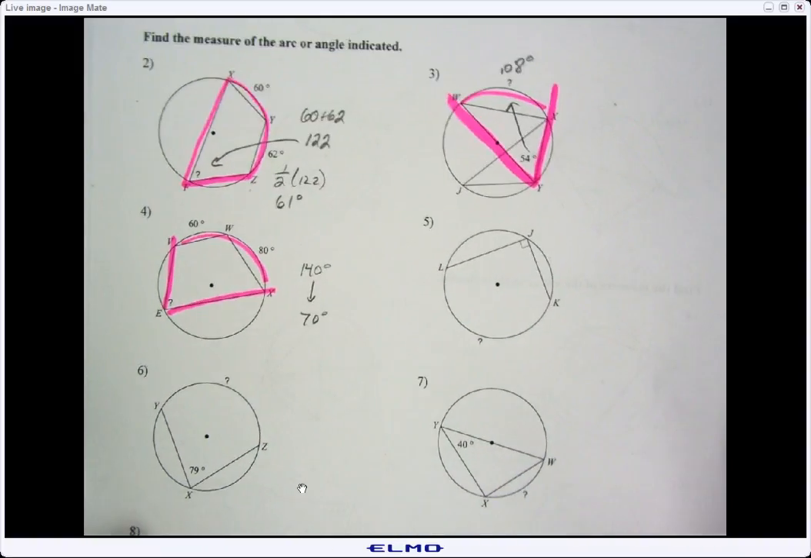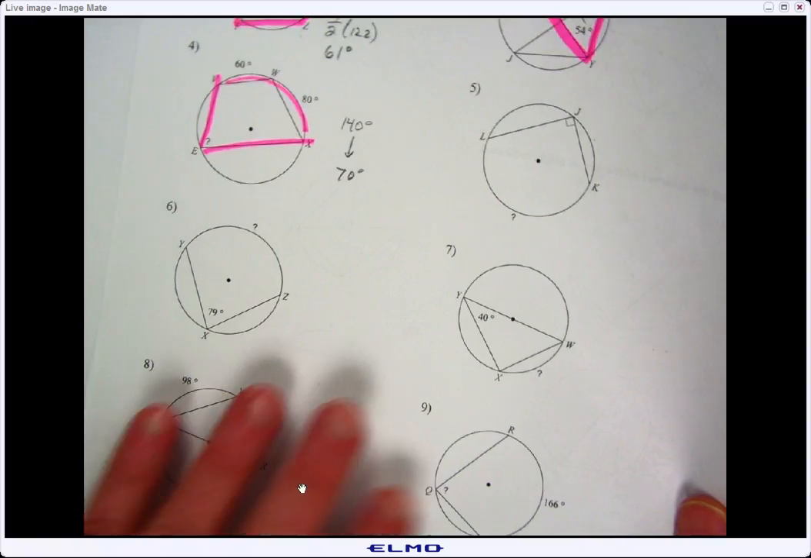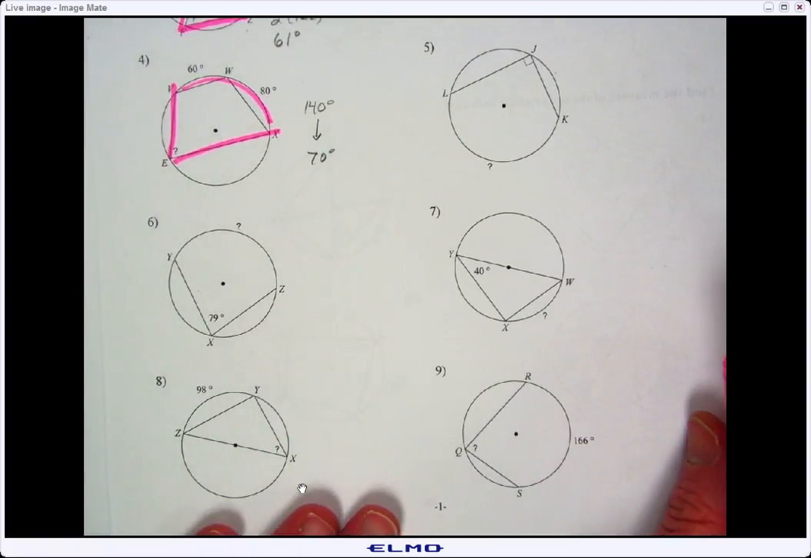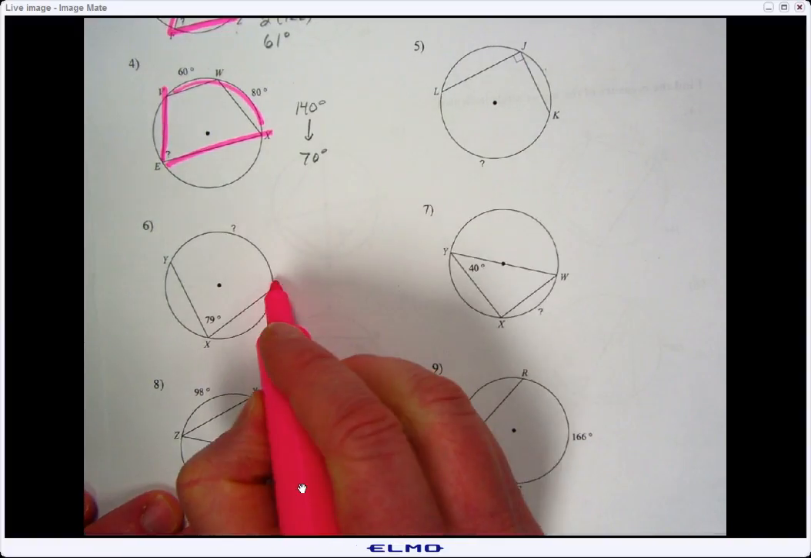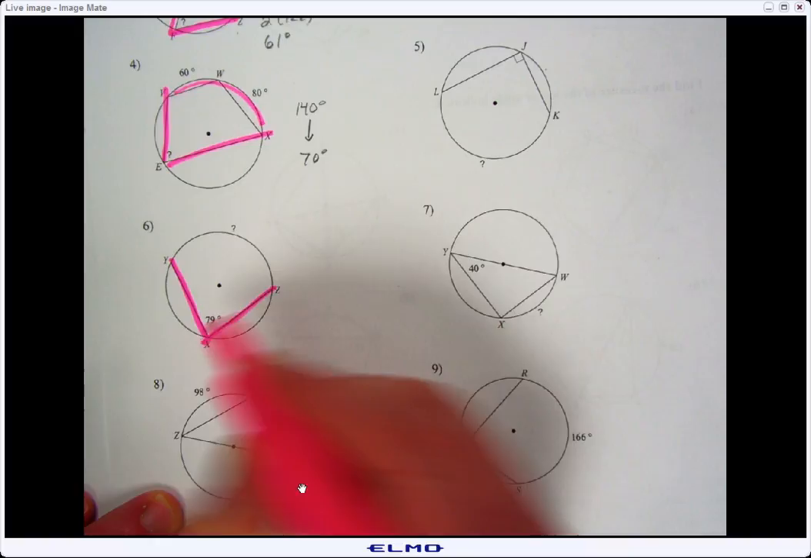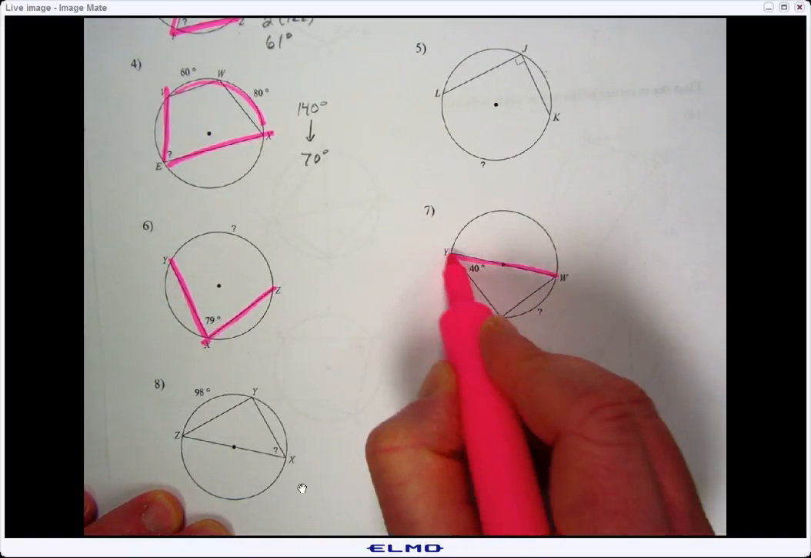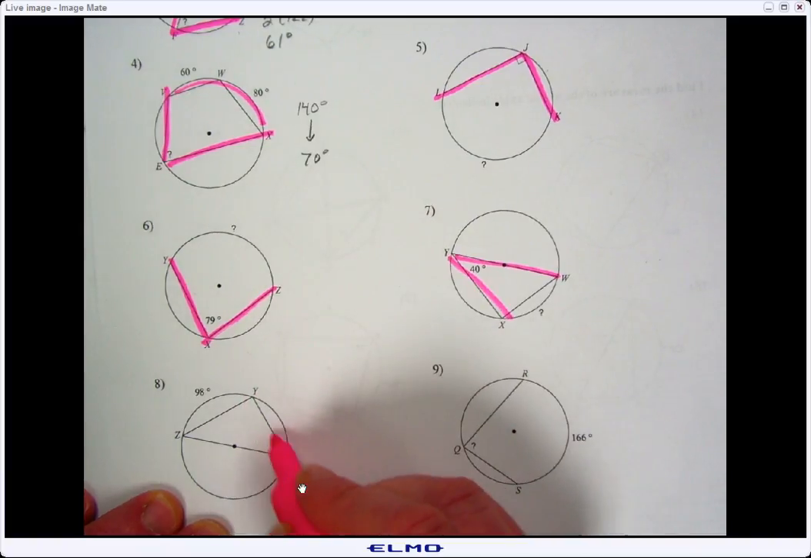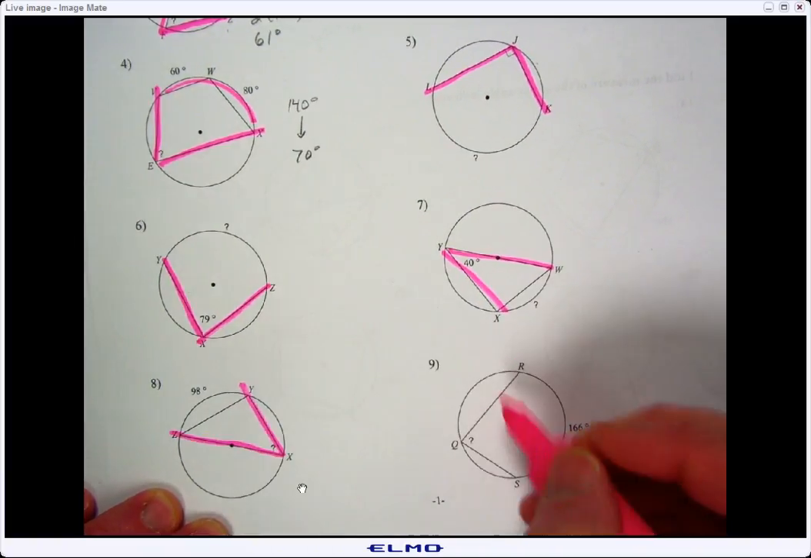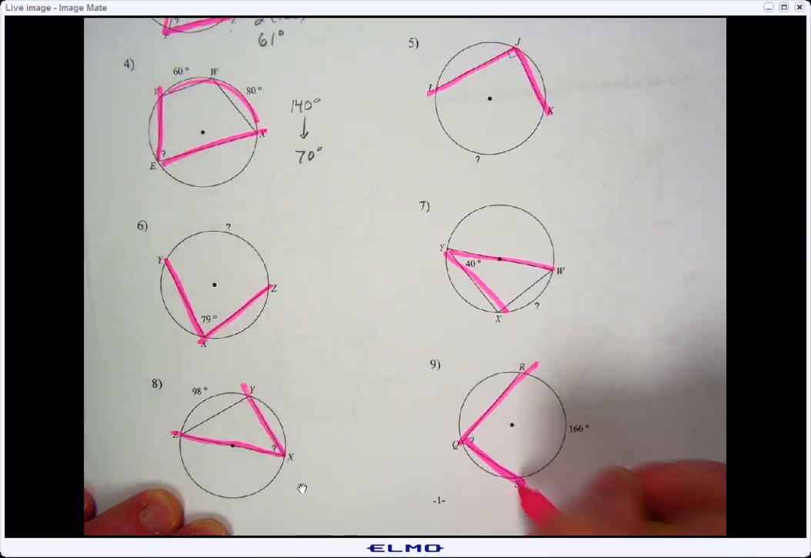I'm trying to do some of the more difficult examples. So 6 and 7, pretty straightforward. 8, pretty straightforward. Again, help yourself out just to get your eyes from getting distracted on what you know.